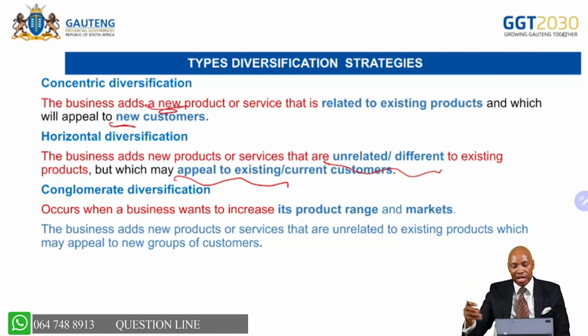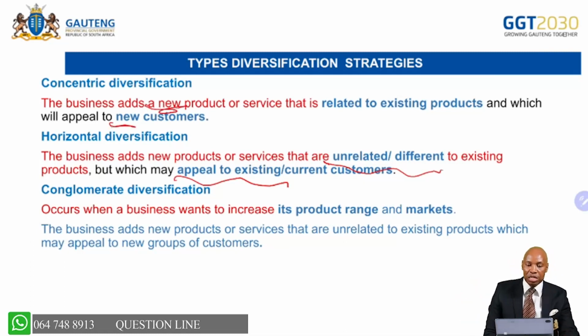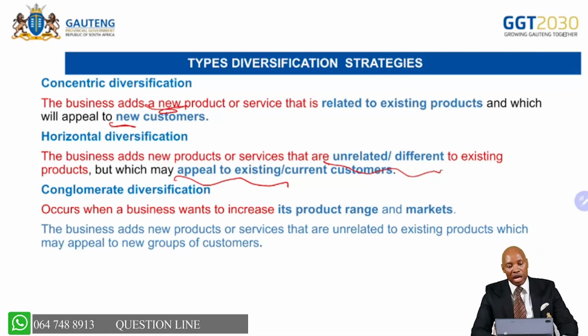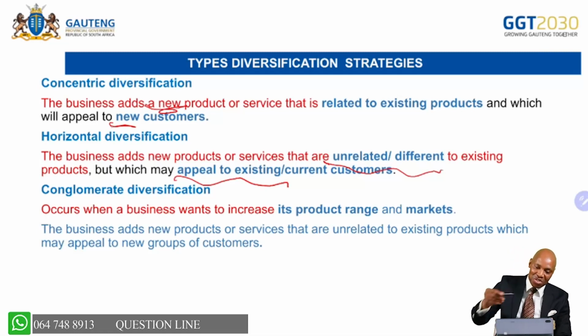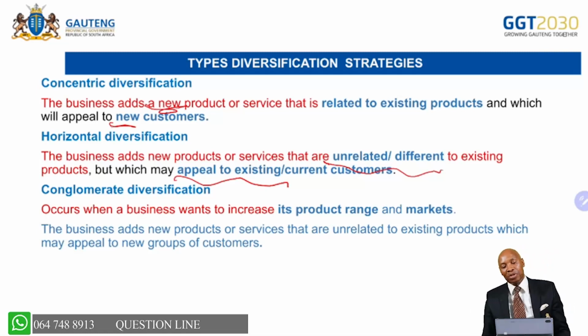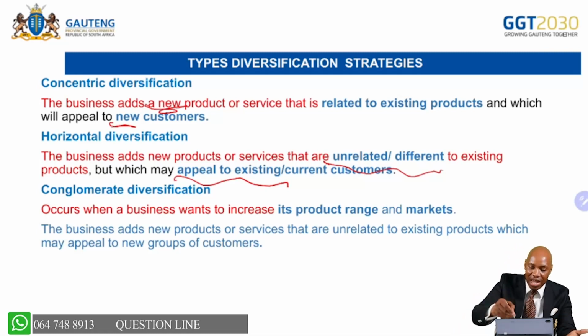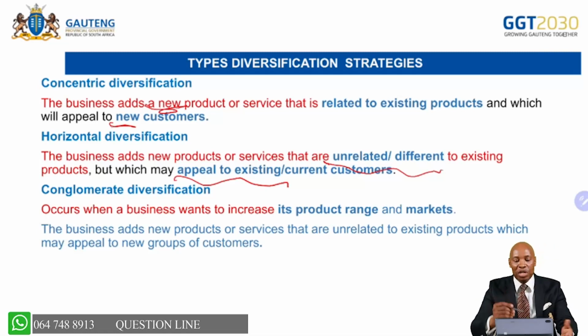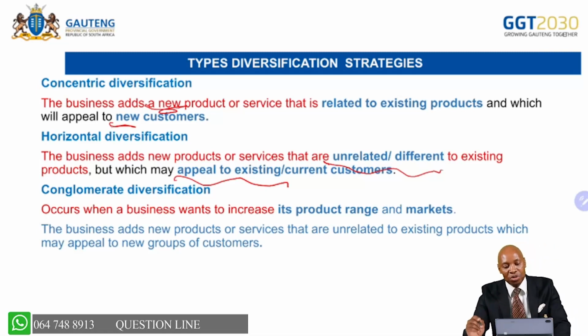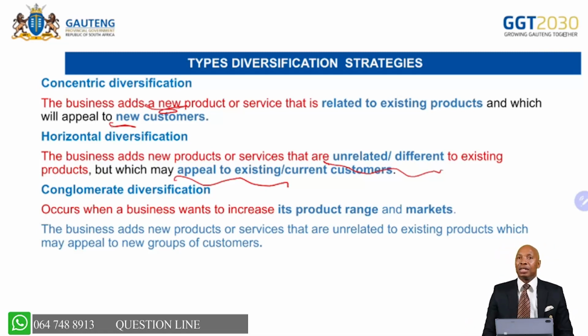It is a new product that is related to the existing product, which appeals to the new customers. Then we take horizontal diversification. The business adds new products. What about this new product? They are unrelated. Unrelated to what? To the existing product. But to whom do they appeal? They appeal to the existing customers. I hope by now you got it right.